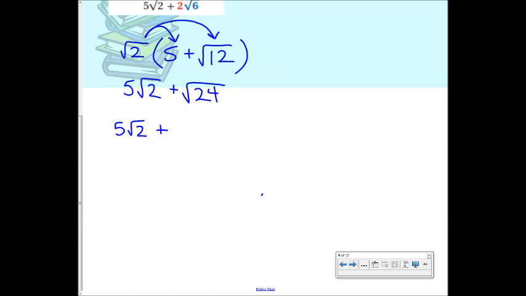So 5 root 2 plus, what's the square root of 4? 2 root 6. Can I break 6 down anymore? Yes, you can, but to what? 3 and 2. Does that really help me? No, because neither of those are perfect squares. So then I will just leave this. I'm done here. If I can't break it down to a perfect square, don't.